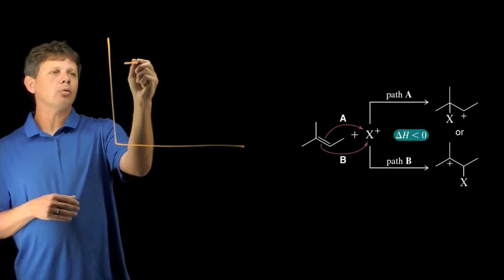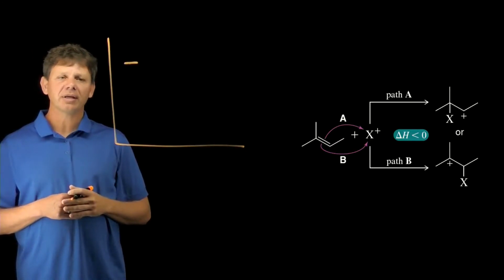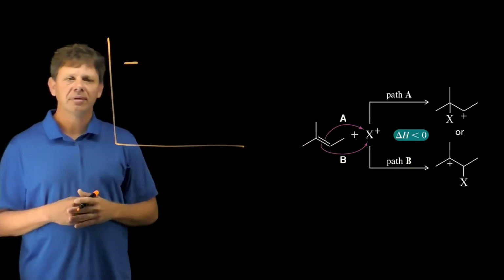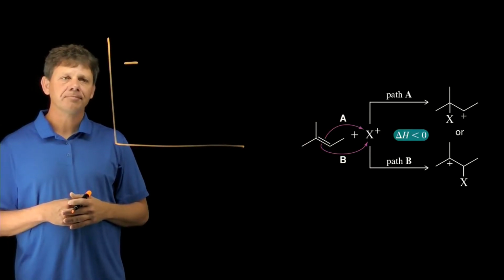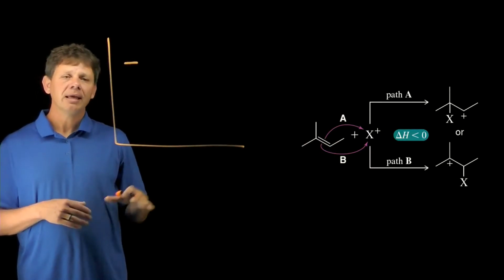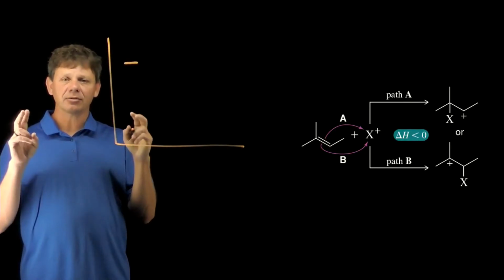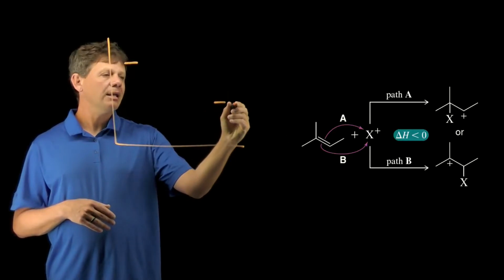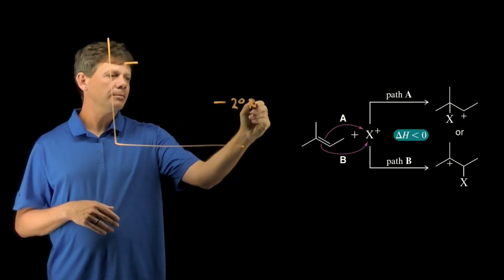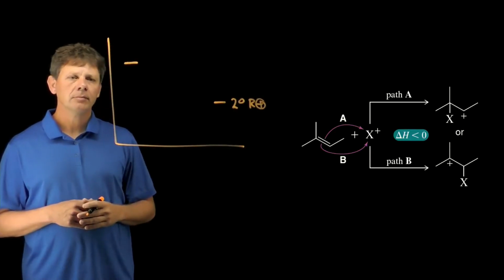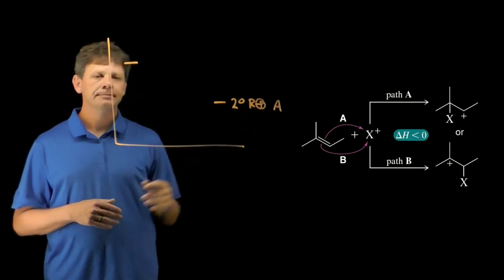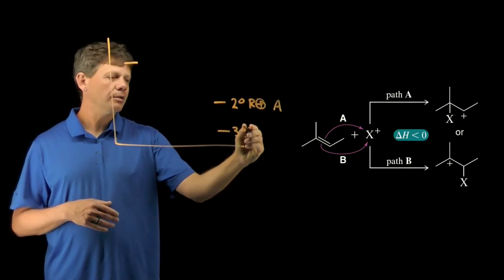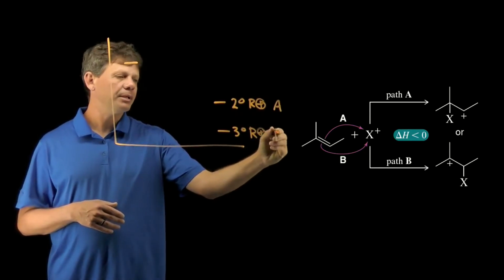Regardless of which path we're following, we're starting at the same spot because our alkene is going to react with this hypothetical X plus. And so those would be at the same energy. It's given that this reaction is exothermic, again, hypothetically, and we can finish at A, which is our secondary carbocation. We'll label that as A. Or we can finish at our tertiary carbocation, which we'll label as B.